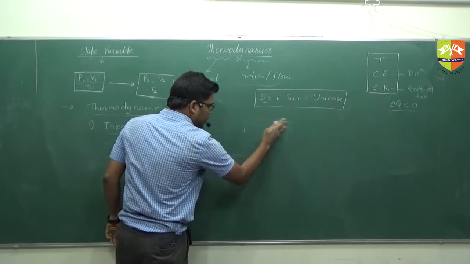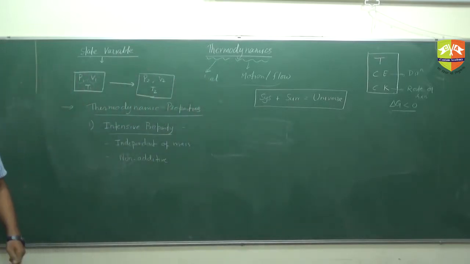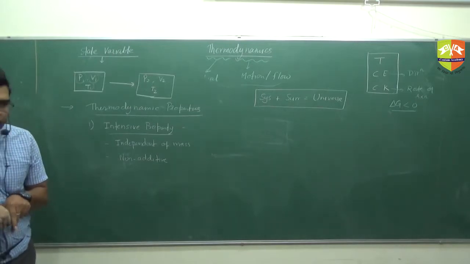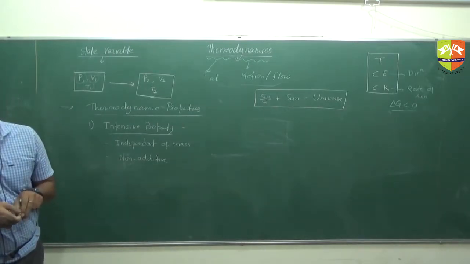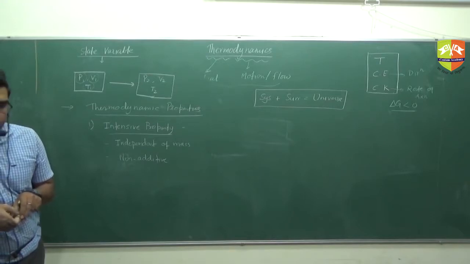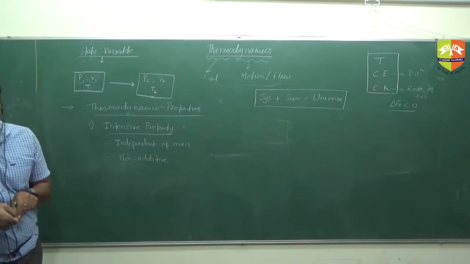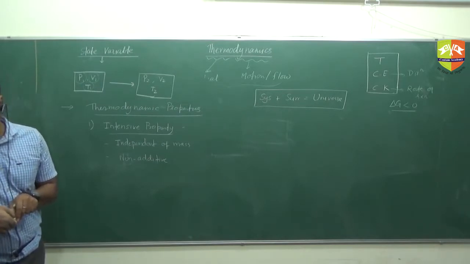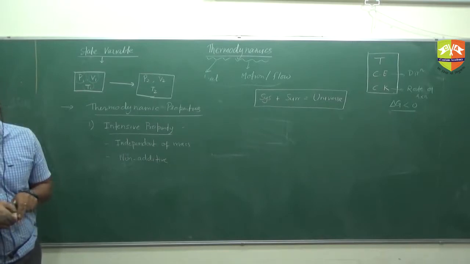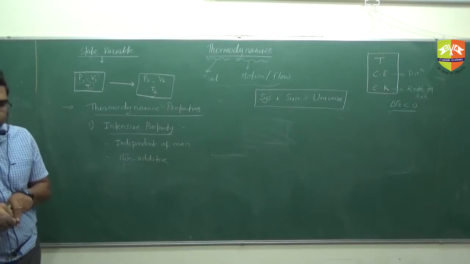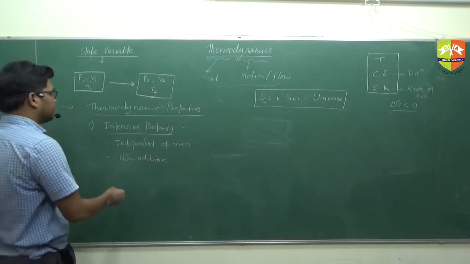Density, temperature, pressure, concentration. Concentration means what? Molarity, molality, mole fraction. All these are intensive properties. Density, temperature, pressure, concentration, boiling point, melting point, molar heat capacity. What is molar heat capacity? Per unit mole, if you calculate. Then specific heat capacity. Specific volume is also an intensive property. Vapor pressure is also intensive.